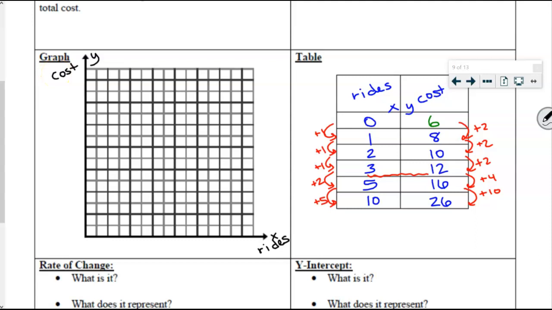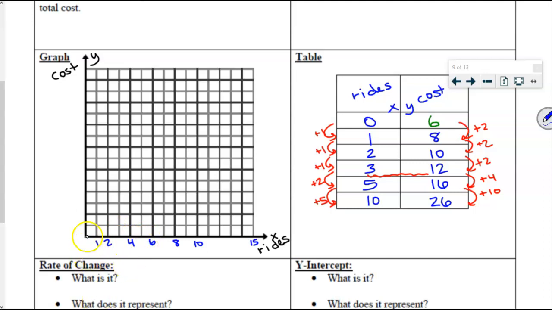Now it's time to scale it. What am I going to count by? Let's focus on the rides first. Does it make sense to count by halves? Am I going to be able to ride half of a ride? No. So the X-axis, it makes sense to count by ones. And yes, I'm counting by ones even if I'm lazy and skip certain marks. I'm skipping it knowing that it would be a count of 3 and 5.